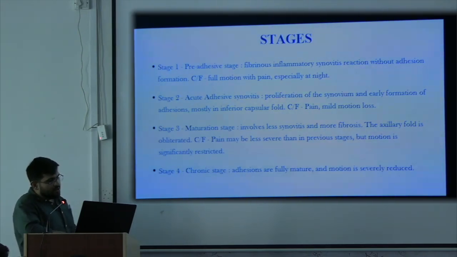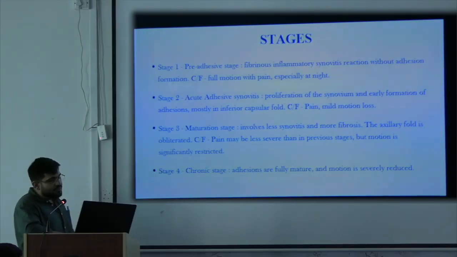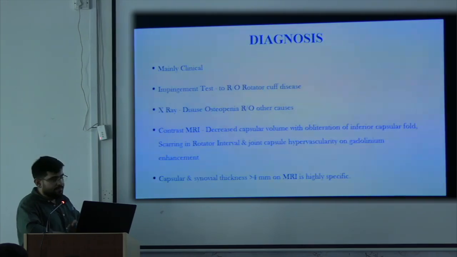Then stage 3, the maturation stage, has less synovitis and more fibrosis, because as we have already learned, the end stage of inflammation is fibrosis. So the axillary fold will be obliterated. Clinically, pain will be less severe than in previous stages, but motion is significantly restricted. It means this is the frozen stage. Then the chronic stage: the adhesions are fully mature and motion is severely reduced.